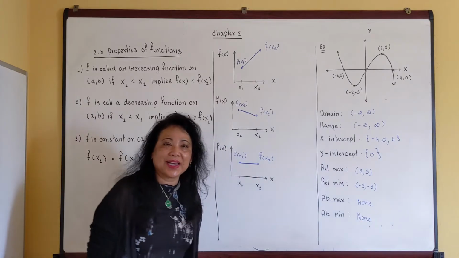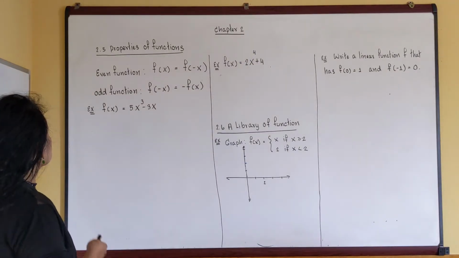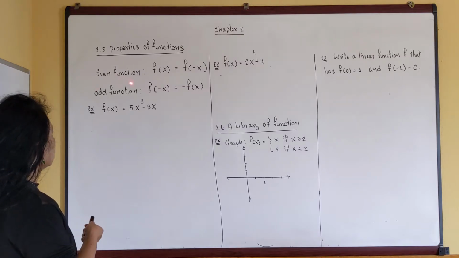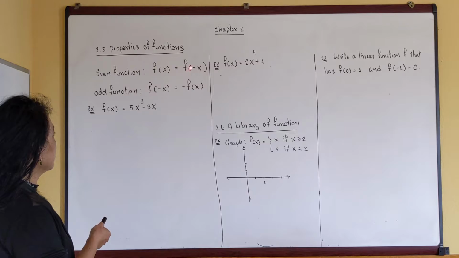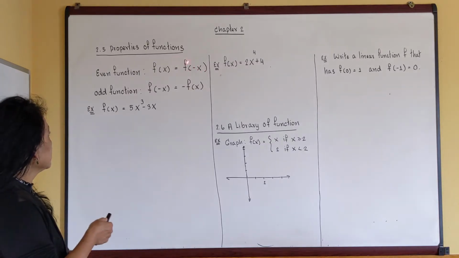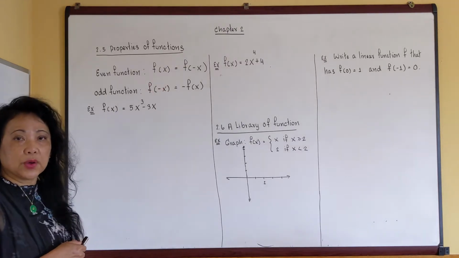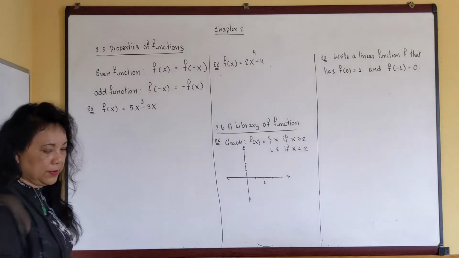Alright, let's look at our odd and even functions. Alright, let's look at our next section. Even function. If you have f of x equal to f of negative x, then it's an even function. So you need to prove this. Odd function means if you have f of negative x is equal to negative f of x.